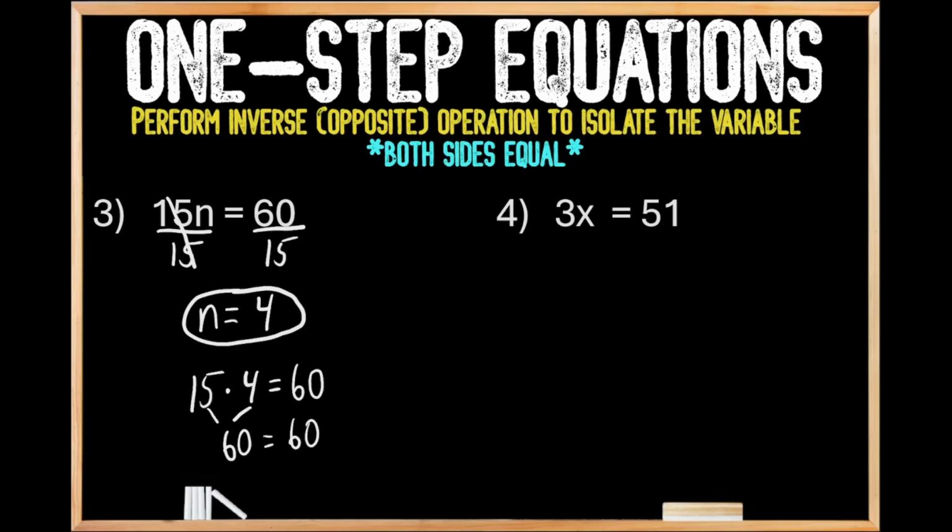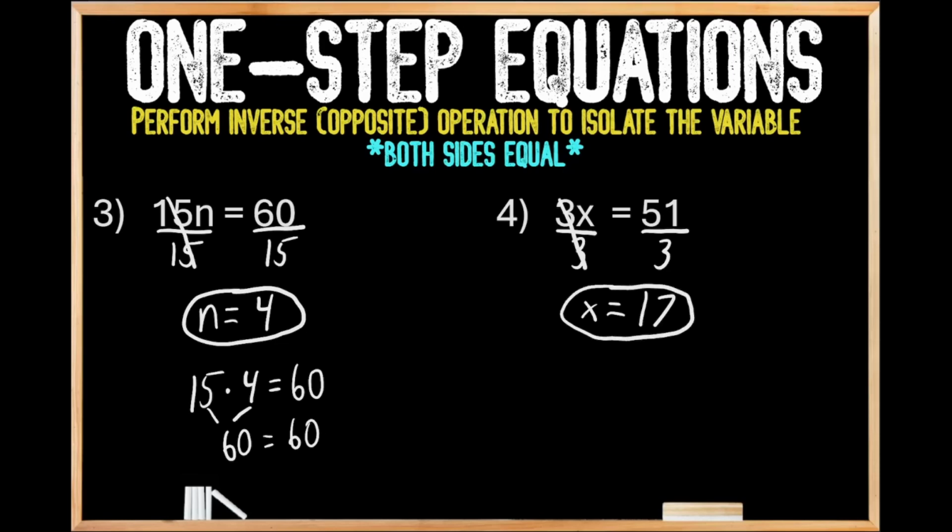Now moving on to question number 4, where this time we have 3x equals 51. Since we're multiplying our x by 3, we're going to perform the opposite operation and divide the left-hand side of this equation by 3. We need to make sure that we do the same thing to the right side of this equation as well. For the left-hand side, multiplying by 3 and dividing by 3 cancel each other out. So now x is isolated. Then for the right-hand side, we're going to divide 51 by 3, which we know is going to give us 17. So x is equal to 17.